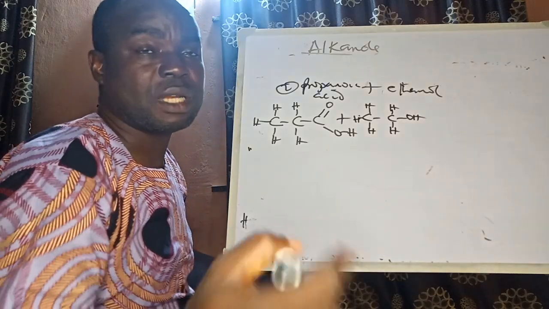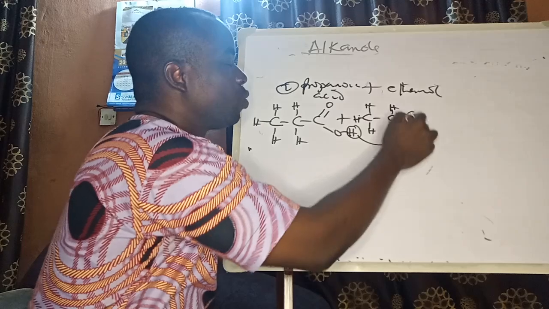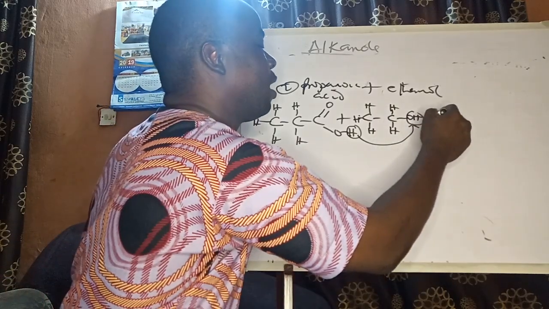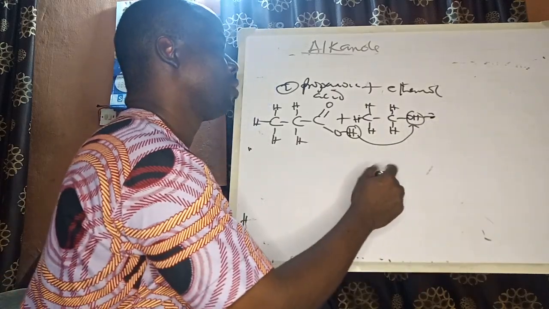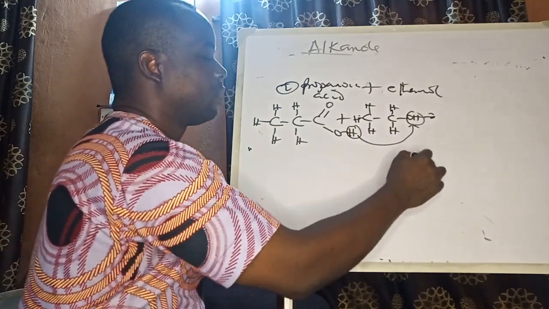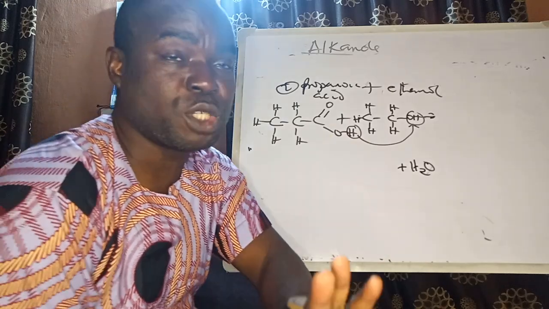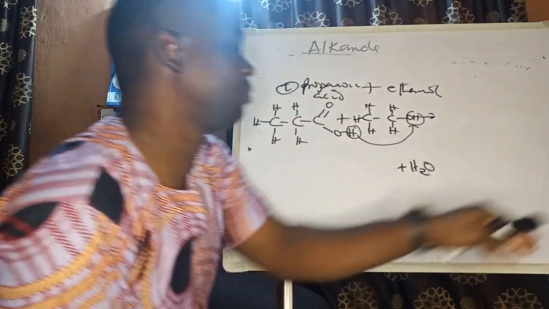So let's do the same thing we did in the last one. This H goes and marries this OH. And then we have water. The space here will not be enough to contain it, so I'll come down here and write water here. But since you have enough space in your paper, write it straight here.